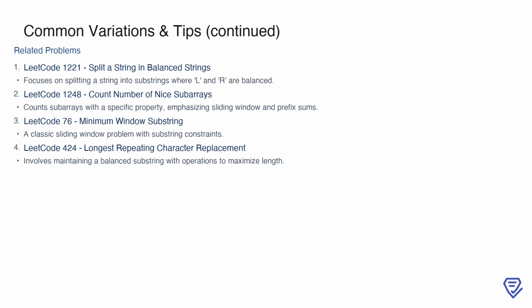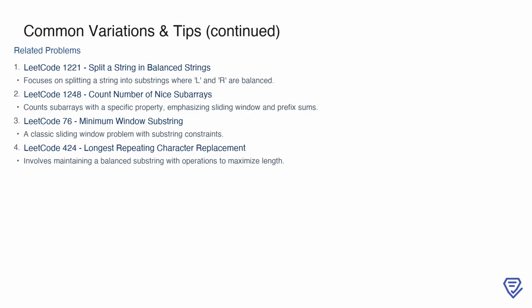This problem also shares similarities with other problems on LeetCode, and recognizing these relationships can help you refine your approach. For instance, LeetCode 1221 focuses on splitting a string into substrings where L and R are balanced, making it a direct application of balance tracking.